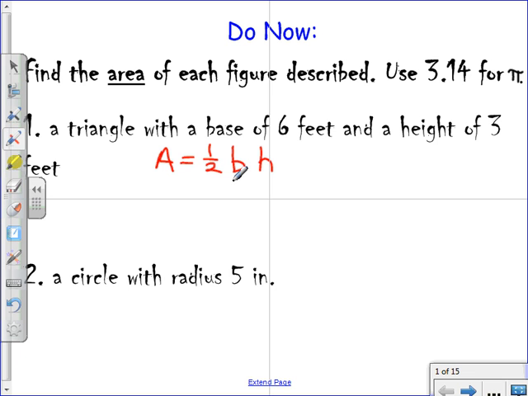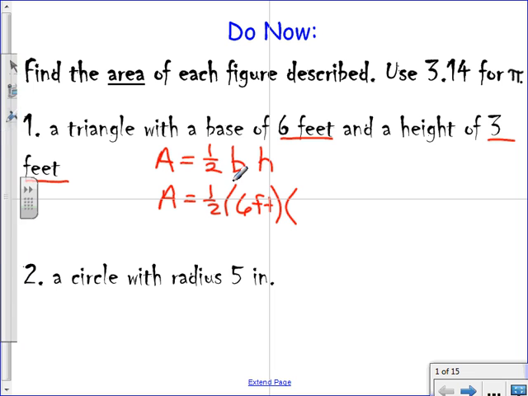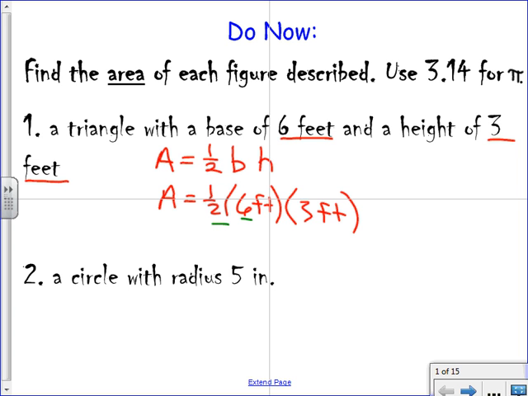So we do area equals 1/2 times the base, which is 6 feet. They tell us right here. And times the height, which is 3 feet. They tell us up here. Then we just multiply these numbers together. 1/2 times 6 is 3, so area equals 3 feet, and then we bring down this other 3 feet times 3 feet.